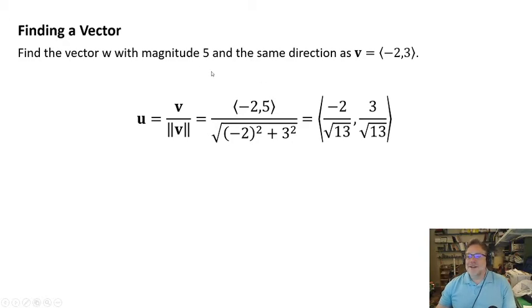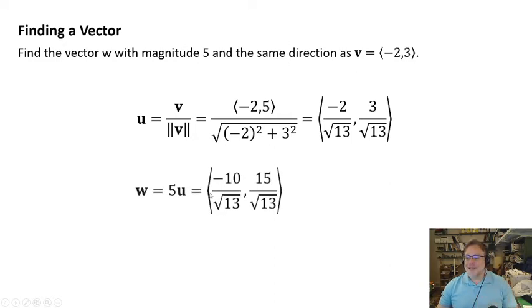So to get a vector w with magnitude 5 and in the same direction as v, let's just multiply this unit vector here now by 5. And what we get is this vector, 10 over the square root of 13, 15 over the square root of 13. Yes, I probably should have rationalized the denominators here, so sorry about that. But nevertheless, this is an accurate representation of the answer here. This is a vector with a magnitude 5 and in the same direction of v.